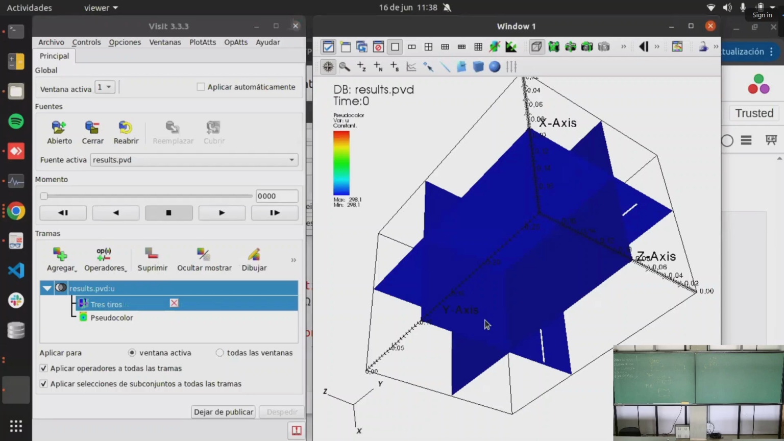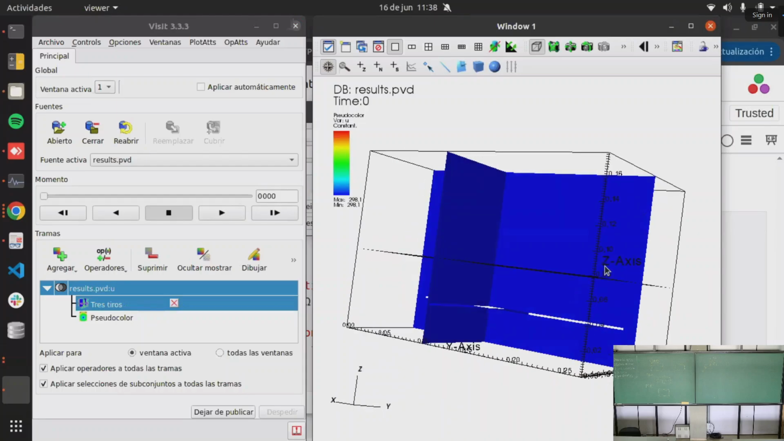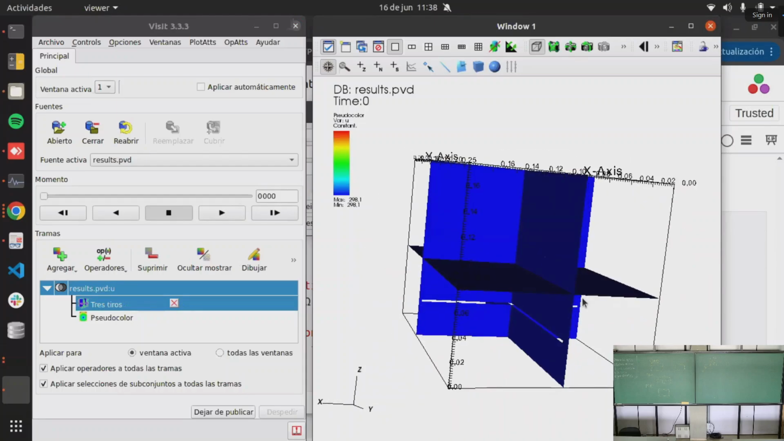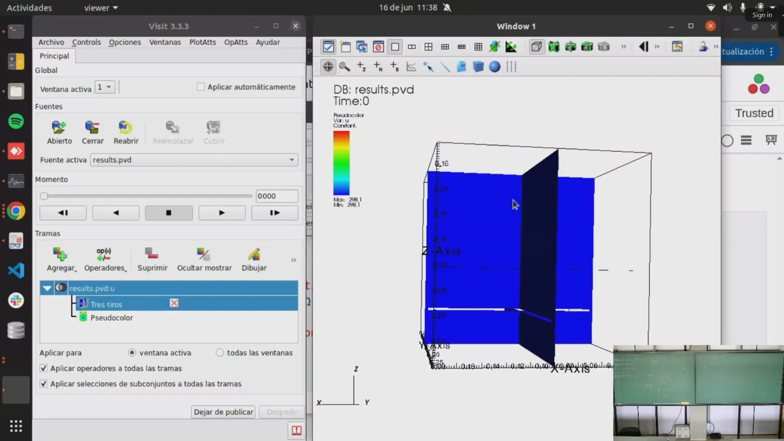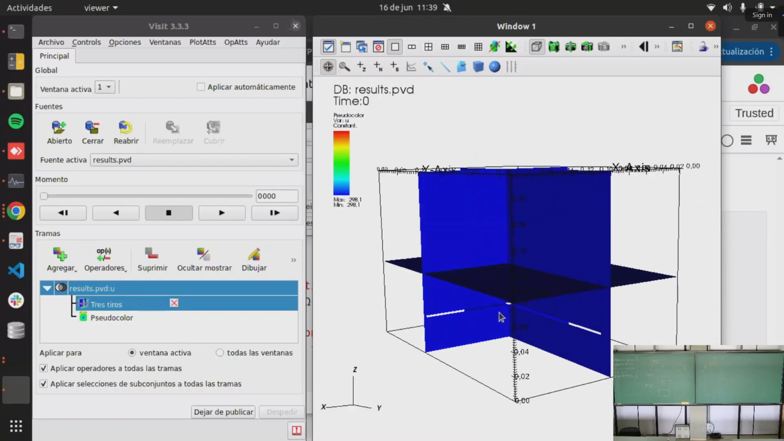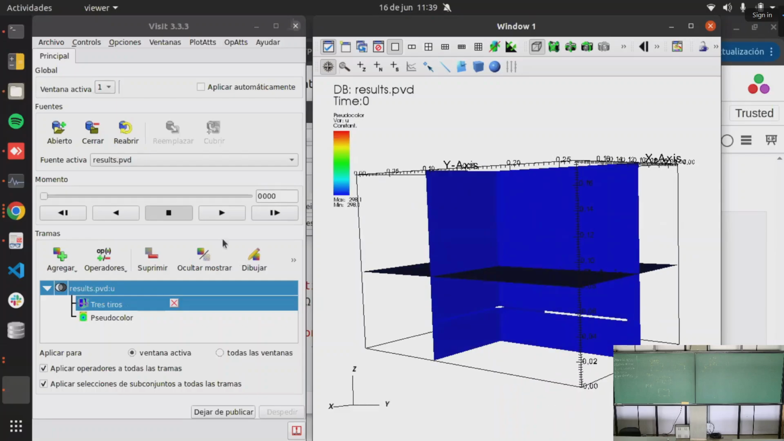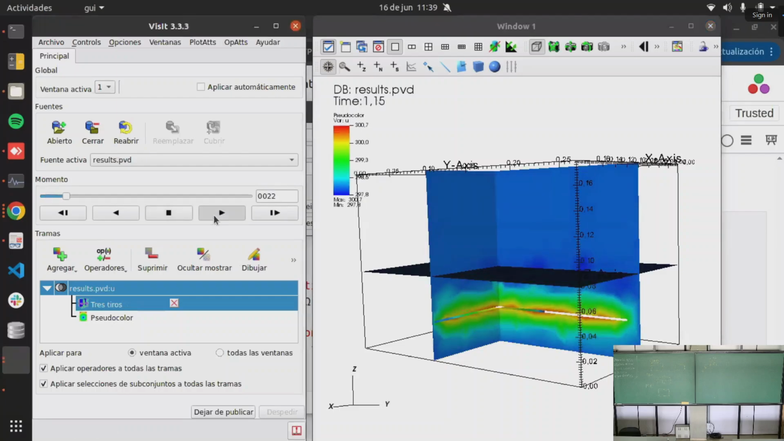Like this. This is the domain. It's a box with a little box inside that represents the resistors. So in the exterior boundary of the domain, we impose Dirichlet conditions, and inside we impose Neumann conditions to simulate the flux of the resistors. And we can see the temperature evolution.